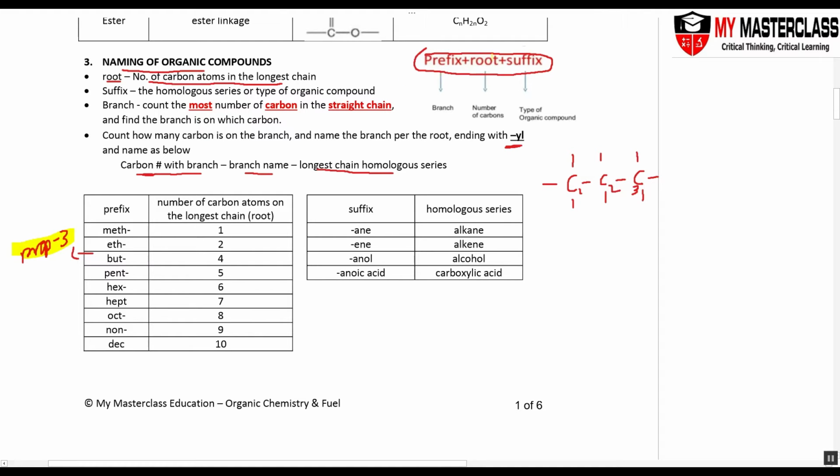And the suffix, which is the type of organic compound, right? This one is all carbon single bond. So what is it? It's all your alkane. So this one will be named as propane.